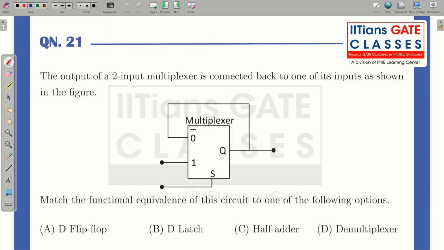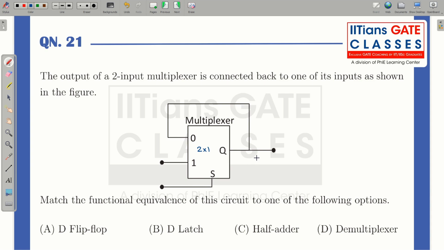So the first question that was asked was a very simple question. The question asked is: the output of a 2-input multiplexer is connected back to one of its inputs as shown in the figure. Match the functional equivalence of this circuit to one of the following options. So this is your circuit, a 2 cross 1 mux, 2 inputs, 1 selection line. Which of the options is this circuit equivalent to?